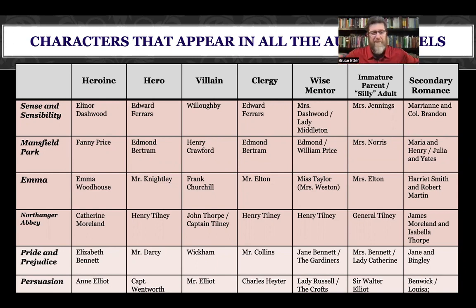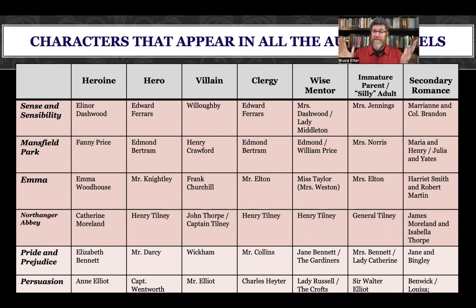Come on, everybody knows the Sense and Sensibility story. You know that Edward is also a minister, but in Emma, we have Mr. Elton, and in Pride and Prejudice, we have Mr. Collins. They're just kind of goofy guys, right? They're just kind of goofy guys. And of course, we have Lizzie and Mr. Darcy, the secondary romance over there, Jane and Bingley and so forth.